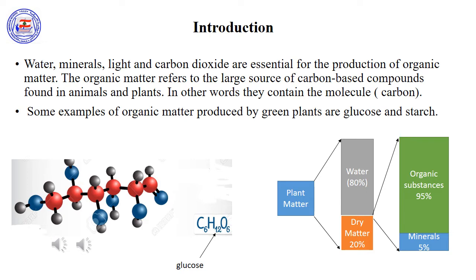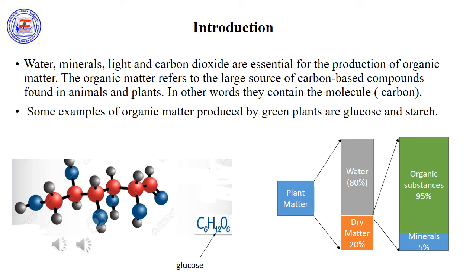Look here, for example. This is the chemical formula of glucose, C6H12O6. Since in its chemical formula there's the molecule carbon, we can say that glucose is an organic one. Starch is made up of several glucose molecules.